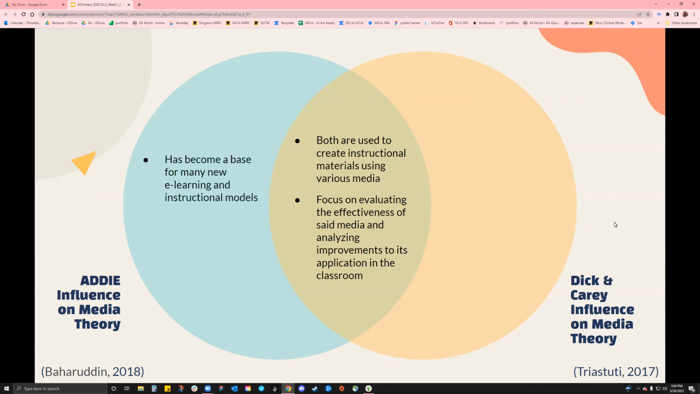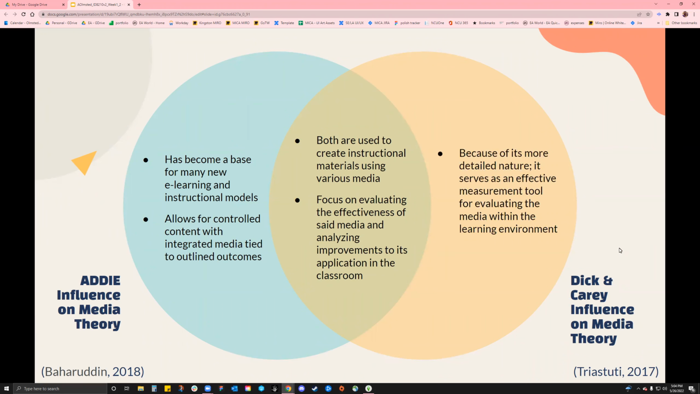The ADDIE model has become the industry standard and a base for many e-learning and instructional models. The ADDIE model also influences media theory because it allows for controlled content with integrated media to achieve the outlined outcomes and learning objectives. Branch 2009.